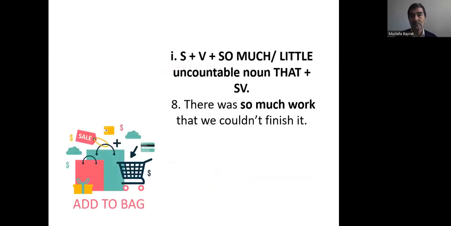Now Roman number 2. So much, so little, and uncountable nouns that. There was so much work. Yes, you can put tens of, hundreds of uncountable nouns here. There was so much water. There was so much snow. There was so much yogurt. There was so much iron. There was so much work that we couldn't finish it. Is it clear?